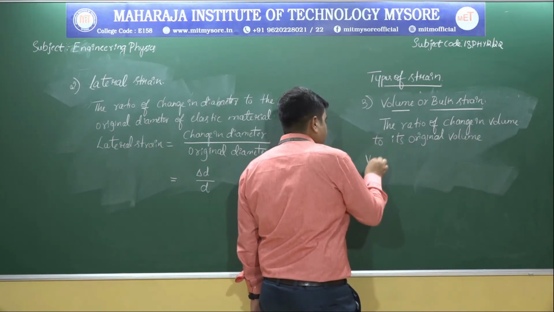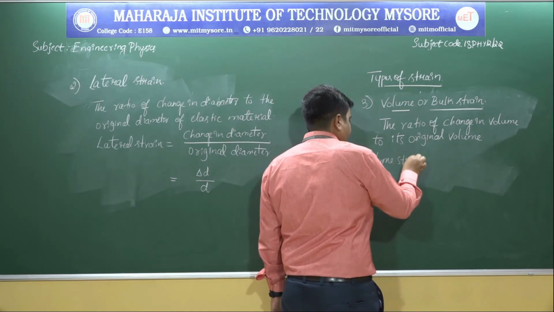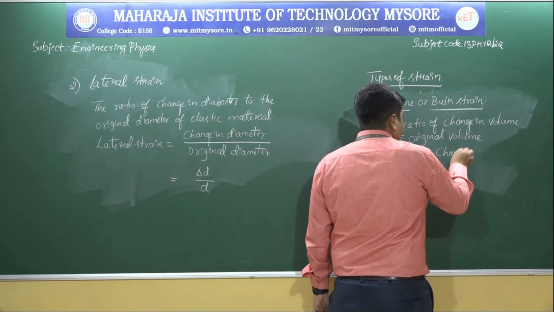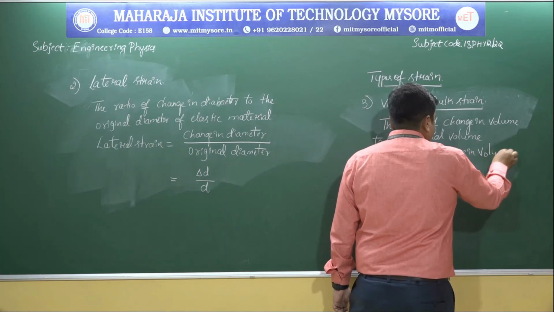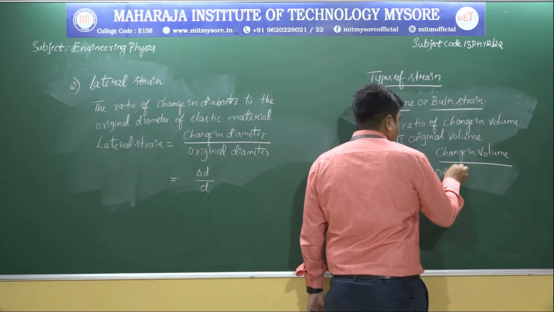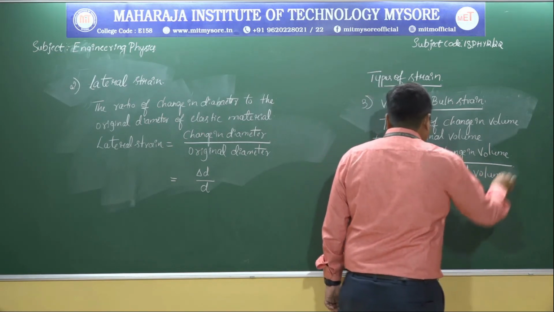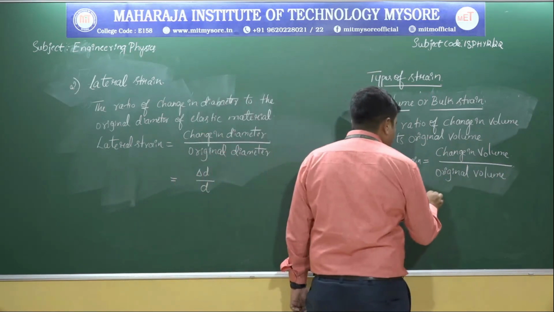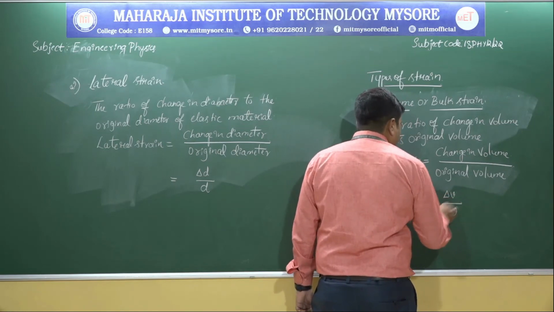So, volume strain is equal to change in volume divided by original volume. So, we can give the mathematical representation as change in volume, calling it delta v, and original volume as v.